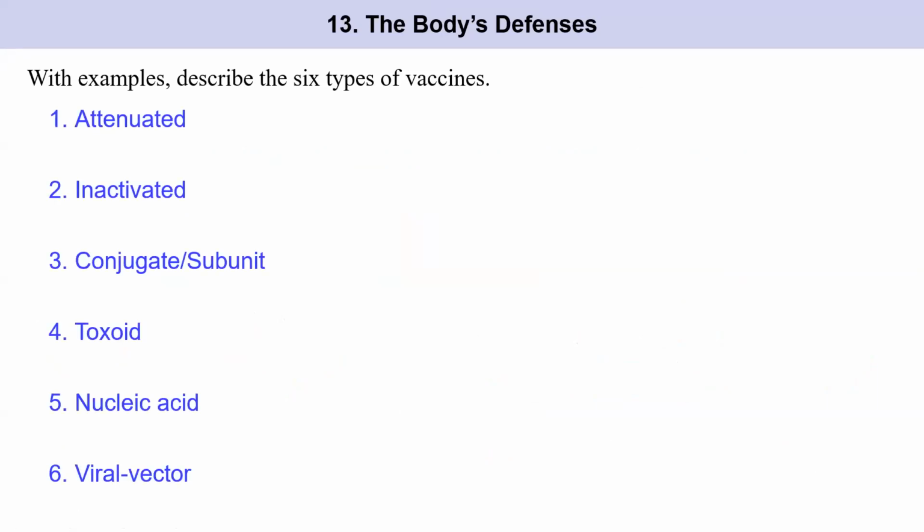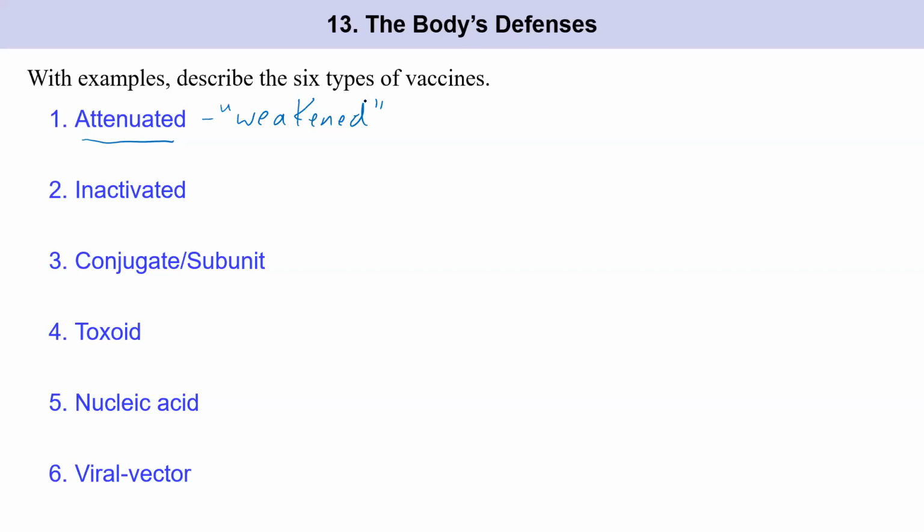So next question, it says describe the 6 types of vaccines. What I want you to know with these types of vaccines is a basic definition of what it is, and it's useful to know a couple of examples of each. So why don't we go through these? Attenuated is a fancy word that means weakened. Through several mechanisms, like genetic engineering and breeding, we can make weakened pathogens. Usually we're talking about viruses in this case.